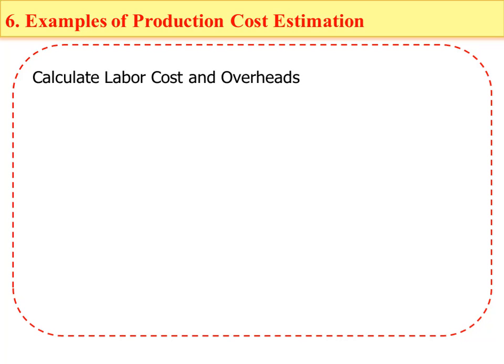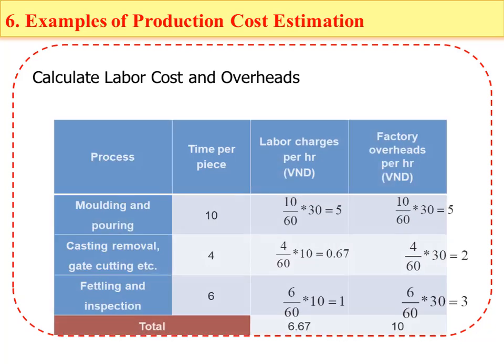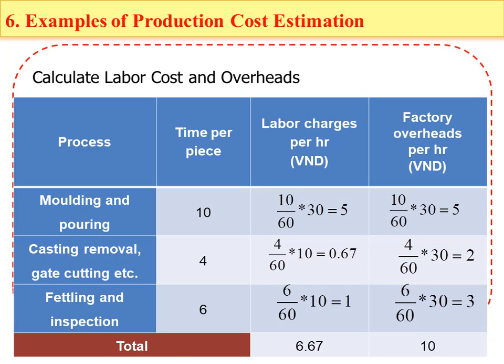And now we will calculate the labor cost and overhead. For each row of the process, for example molding and pouring, the labor charge is calculated by the time per piece, changed to hours, multiplied by the labor charge per hour in Vietnam dong. At the same time, the factory overhead for molding and pouring is calculated by the time per piece in hours multiplied by the factory overhead cost per hour.